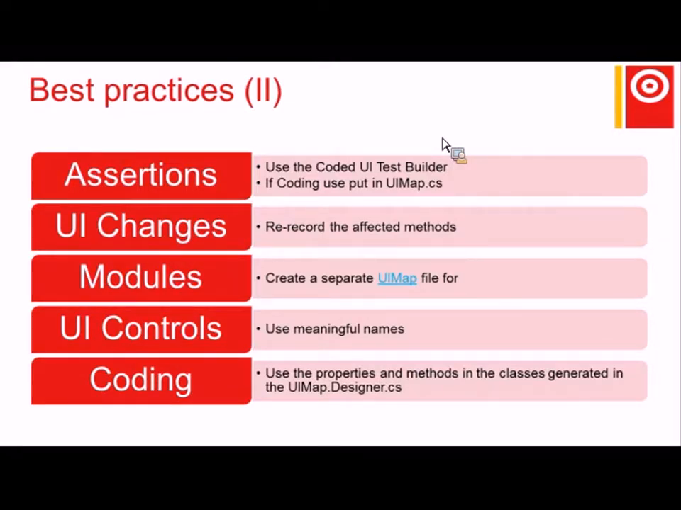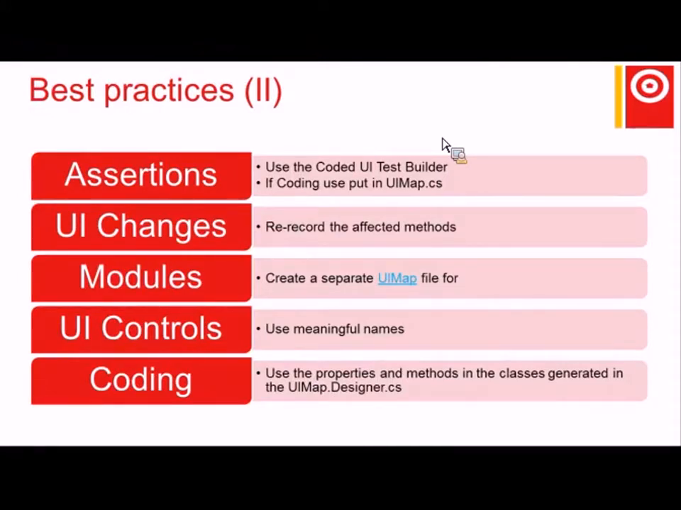In terms of modules, it's useful to create separate UIMap files for the different parts of our application, perhaps for each major screen, perhaps for each person who's developing tests, so that they can develop their piece of the test independently of other people. It's avoiding that normal problem of shared files being updated by two or more people at the same time.